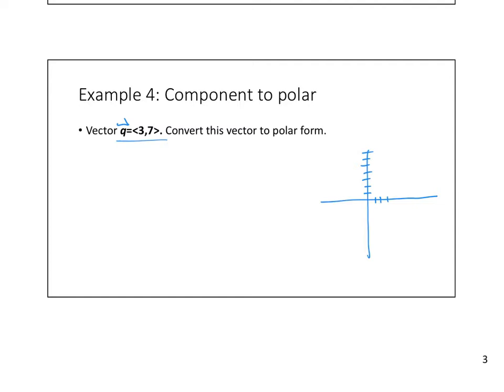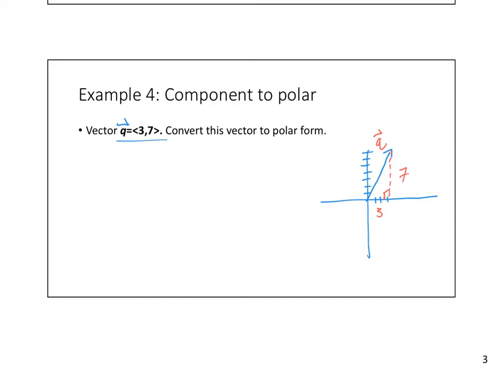It's going to start in standard position. I'm going to sketch it. It starts at the origin, and it's going to go up to the point 3, 7. I'm going to drop an altitude, going back to the horizontal. The right angle is always going back to the horizontal, not to the vertical. So the horizontal component is positive 3. The vertical component is positive 7. And this is my vector q.